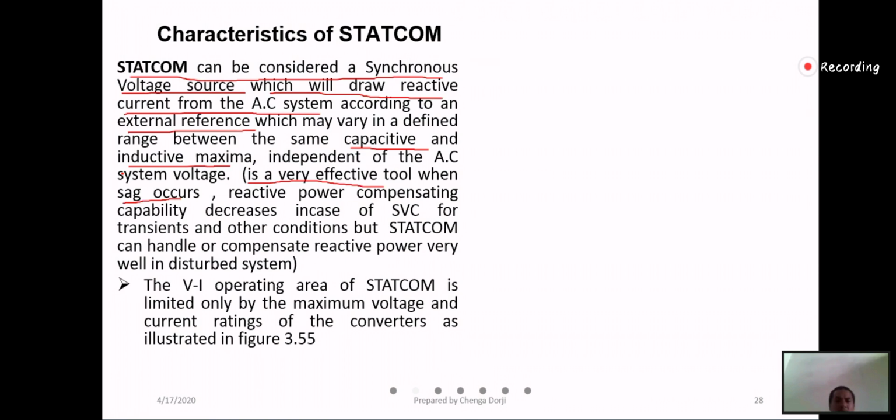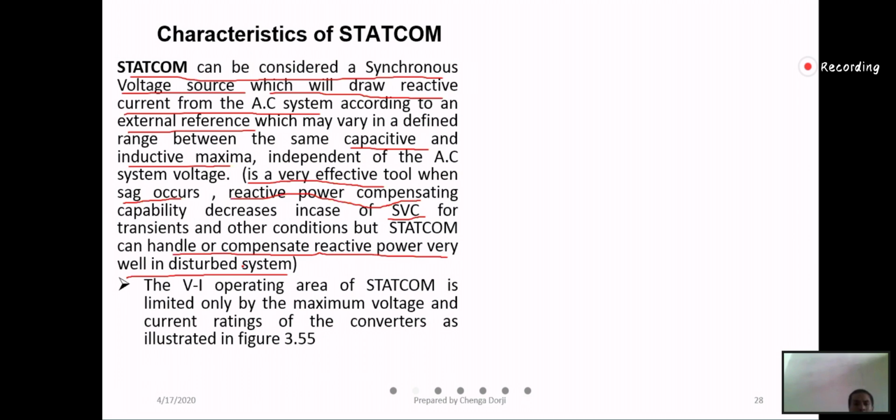Reactive power compensation capability decreases in case of SVC for transients. In case of SVC, the reactive power compensation decreases with the fault. However, the STATCOM can compensate reactive power well, even in a disturbed situation. Means in case of faulty condition also, the STATCOM can do the compensation. SVC will not be able to do effective compensation in faulty condition, but STATCOM can compensate the reactive power very well.